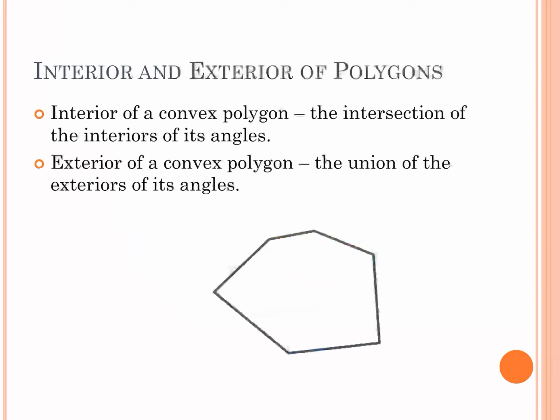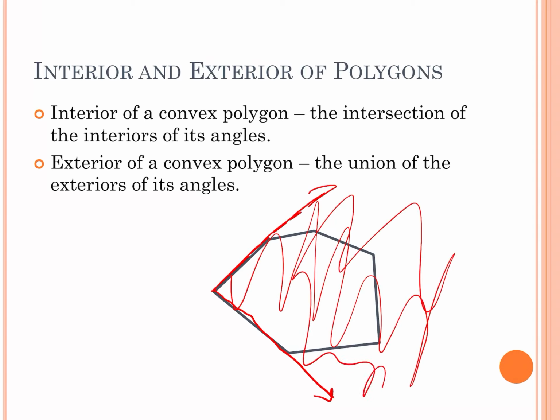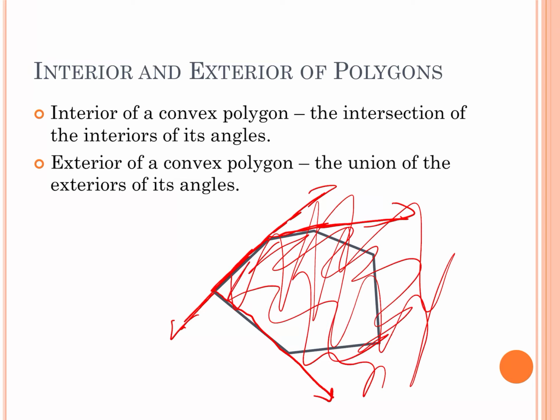Interior and exterior of polygons, kind of like the interior and exterior of a circle. The same idea, it doesn't have the same definition, but the intersection of the interiors of the angles, which is kind of an interesting definition. If we take this angle and think of its interior, that would be everything over here. And then we take a different angle. So let's look at this one and do the interior of that one. If we did that to every angle, and we looked at the intersection, you would have just what's on the inside of that polygon.